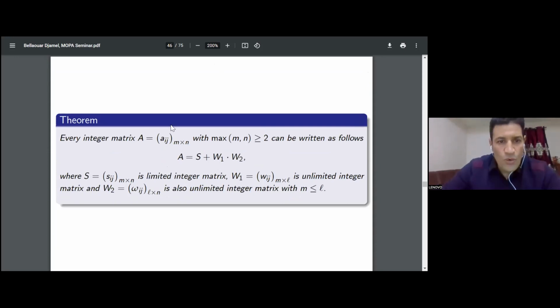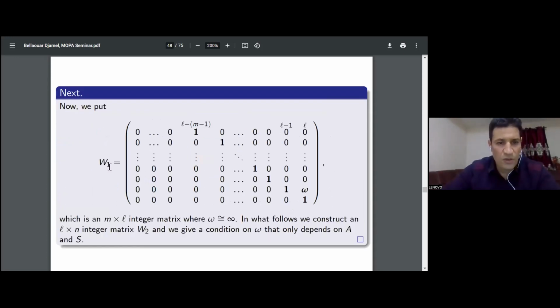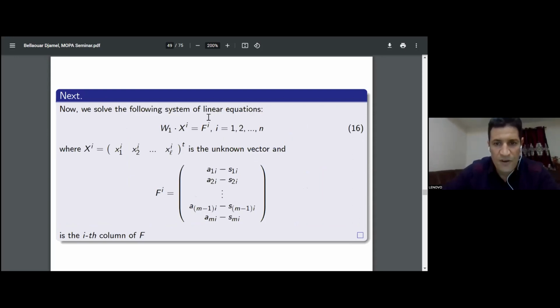Okay, in this theorem, we prove that any m by n integer matrix, limited or unlimited, can be written as the sum of S plus omega 1 omega 2. For the proof, we take A as any non-zero matrix, and we compute the difference A minus S. Next, we define the following matrix omega 1. Okay, this matrix has all columns and m lines. Next, we solve the system of linear equations omega 1 xi equals fi.